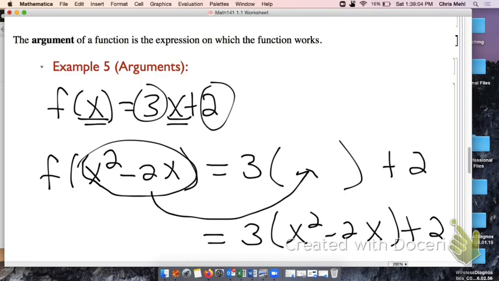Okay, and again, this time, x squared minus 2x, this is the argument. And again, I'll use that terminology on and off. When it's more relevant, I'll use it. I probably won't use it very often until we get to chapter 3. Okay, and then of course, from there you'd have to simplify this stuff, but we'll see that in the next example.